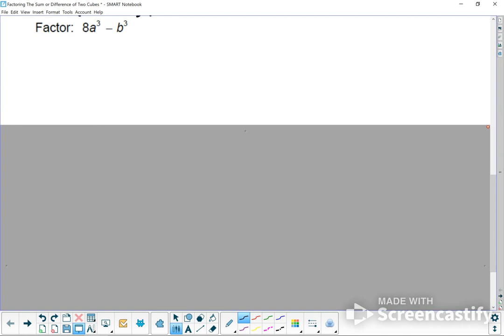Okay, next one. So again, we're going to use the same kind of strategy. We're going to go ahead and do the, so 8A to the third is going to be 2A quantity to a third minus B to a third. Okay, put parentheses, but let's just say this time I decided to not use it. Okay, which is the same. It comes out to be the same thing.